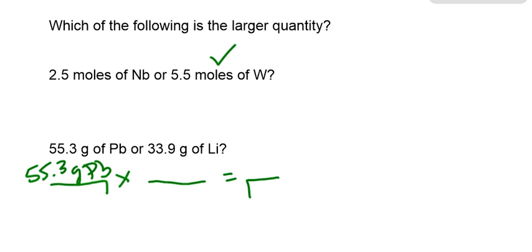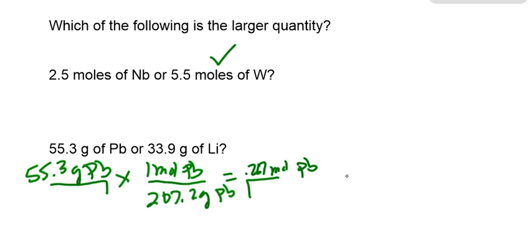So I'll times that by 1 mole of lead divided by 207.2 grams of lead. Now the 207.2 is the atomic mass of lead, from the periodic table. So I'll take 55.3 divided by 207.2, and that's 0.267 moles of lead.